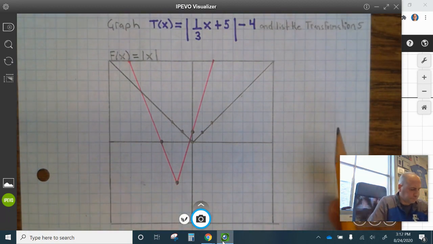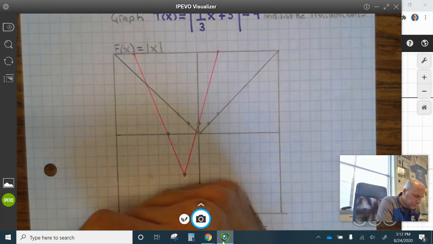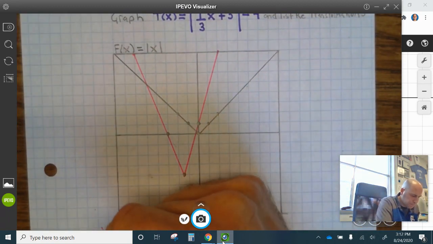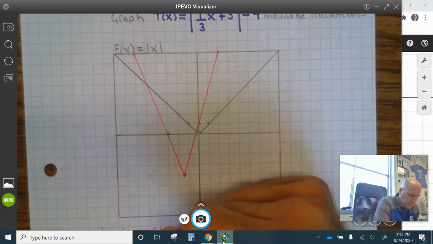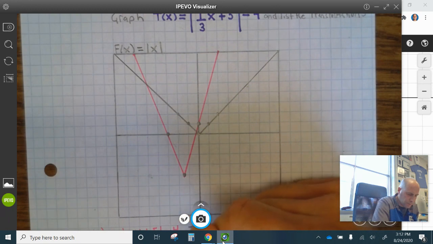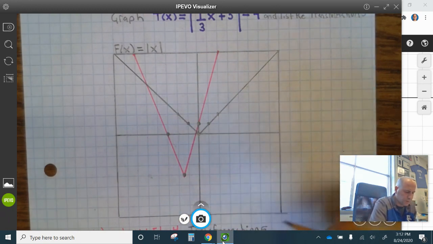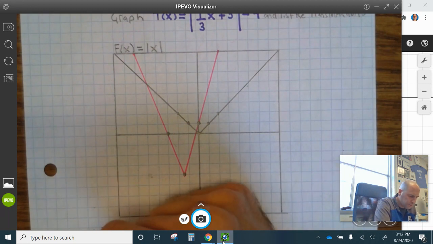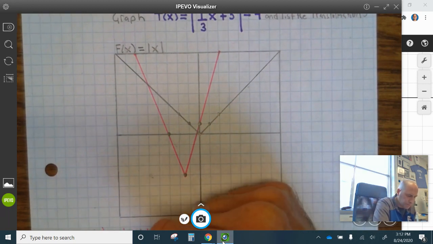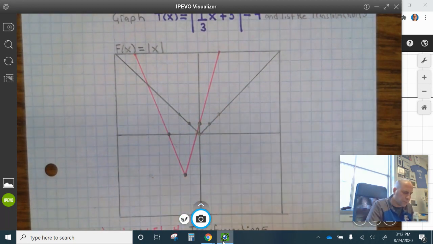So we have a horizontal compression of 3. Okay. And then we went left 5 units, and we went down 4 units.